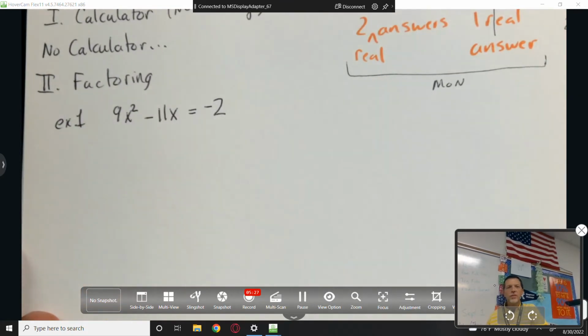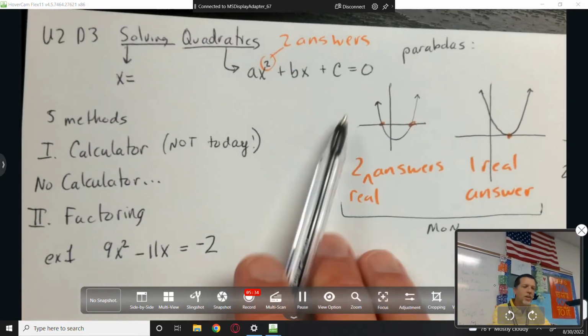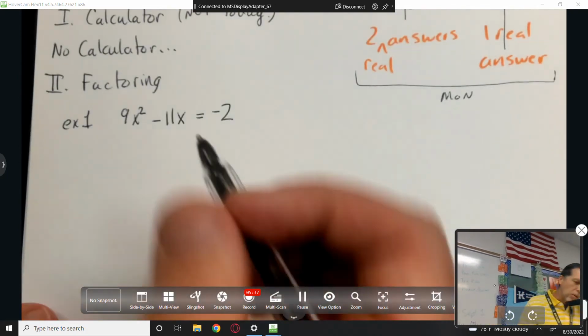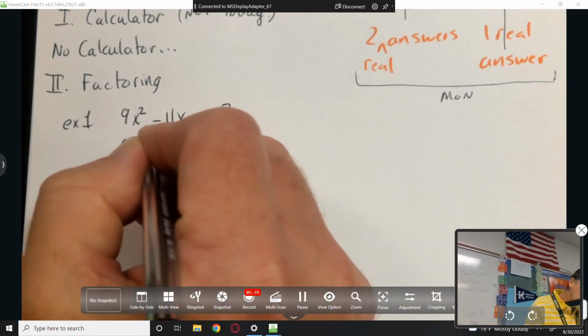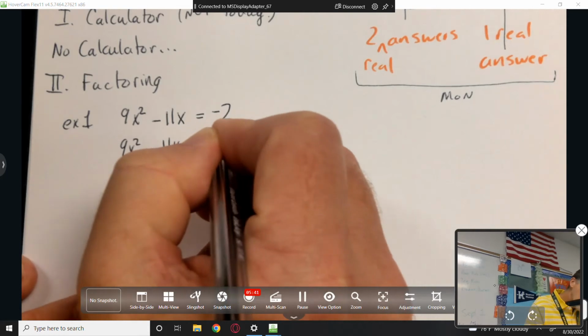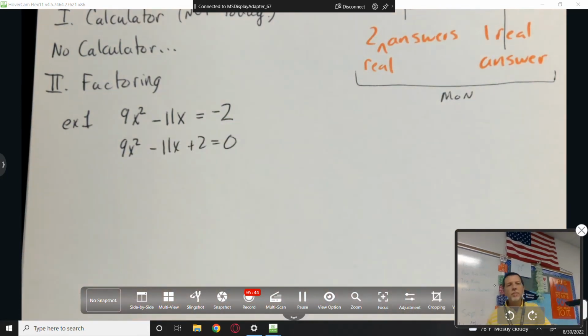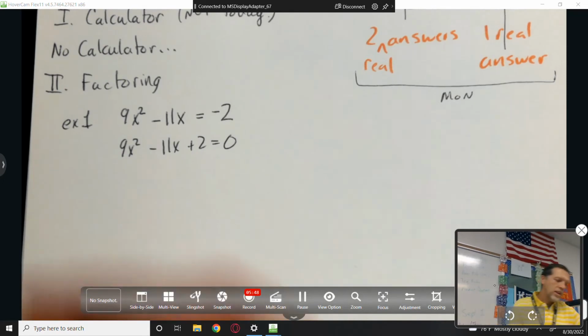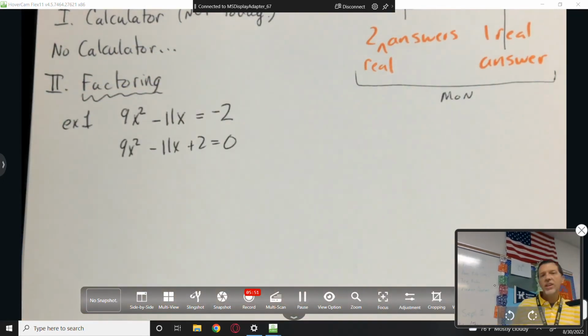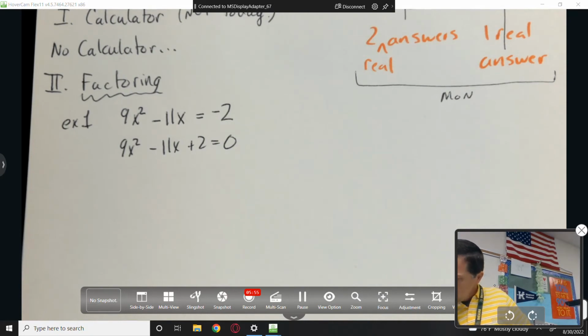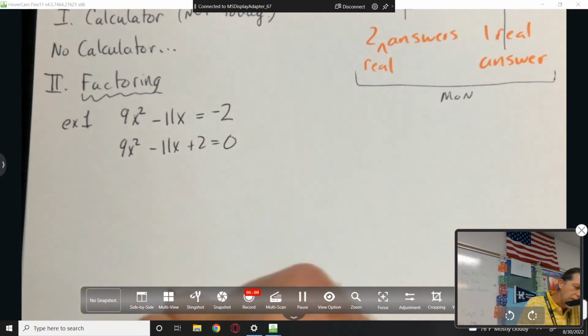Any thoughts on what we should do first for that? Move the 2. Yeah, move the 2 over. We want it to be in the right format. We want it to equal 0 so that then we can do whatever we want to do with it. So let's move the 2 over. Generally speaking, you may not know if that factors or not, but since it's in the factoring section, and on the worksheet today there's some that say solve using any method. So you might try to factor, you might try something else.